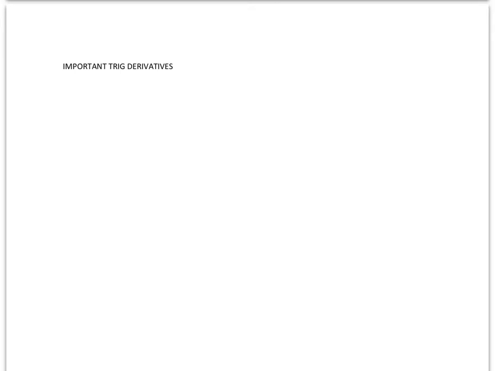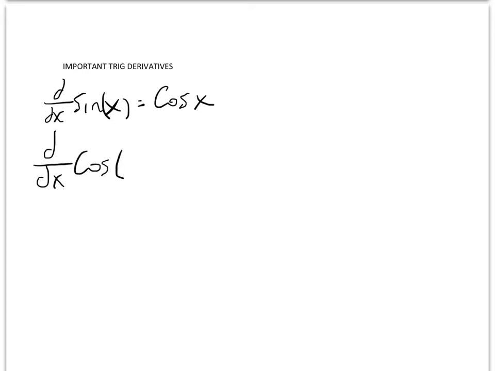Now let's talk about some trig functions and the derivatives that go with that. In class, I could show you how each of these comes up, but for right now, the most important part is remembering them. The derivative of sine x is cosine, and the derivative of cosine is negative sine. The derivative of negative sine.